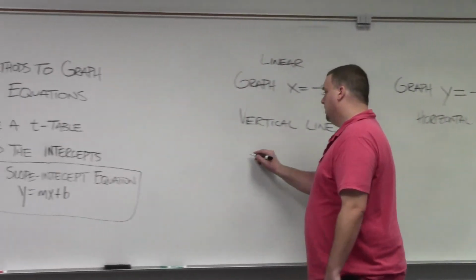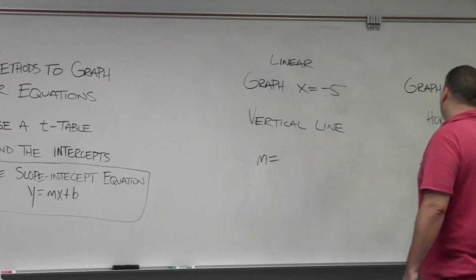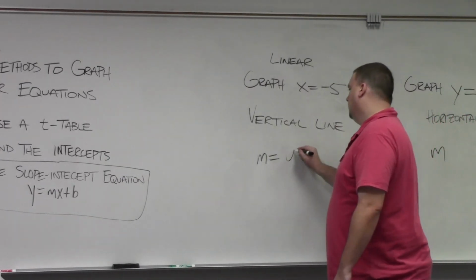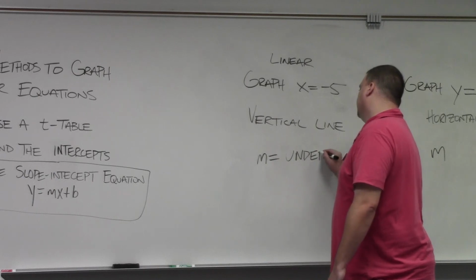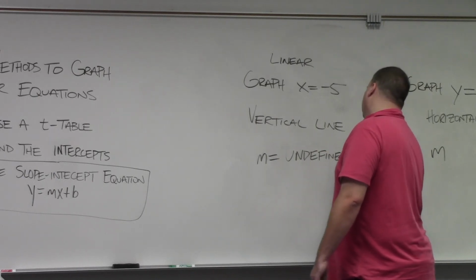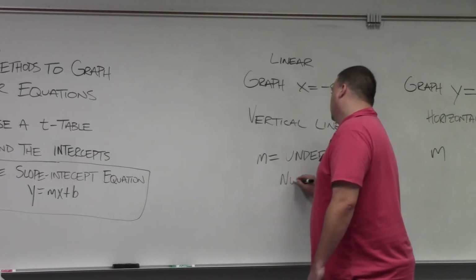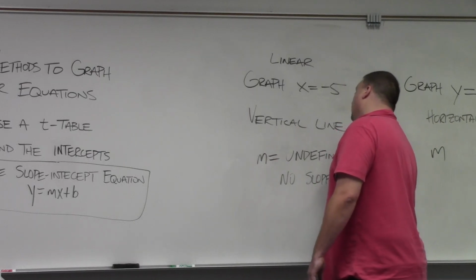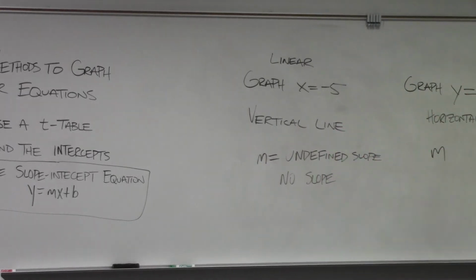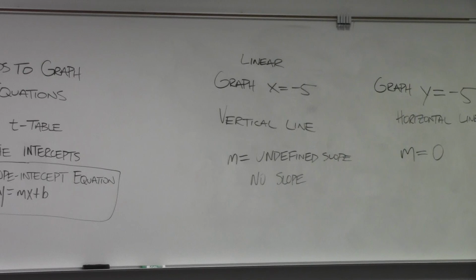Also, there's something special about their slopes. A vertical line has an undefined slope. Some instructors will say it has no slope. It doesn't exist. A horizontal line, its slope will always be 0. It's flat. There's no rise there, so it's always equal to 0. So that is your two special cases.